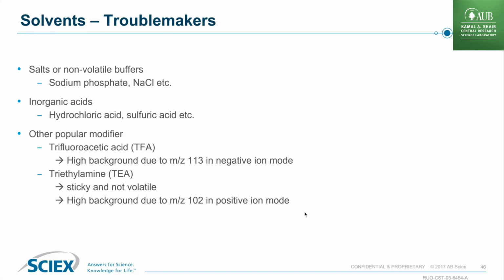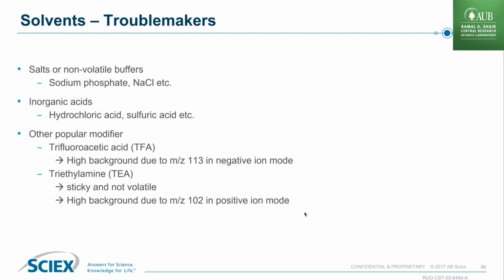Some things that are definitely no-nos for LCMS. Anything that is a non-volatile salt. For example, sodium phosphate, sodium chloride, etc., cannot be used in LCMS. And the reason for that is they're not volatile. So when the liquid evaporates at the ion source, these compounds will be left behind and they will just really gum up your source. There will be crystals of salt throughout your source. So please don't use these kinds of non-volatile salts.